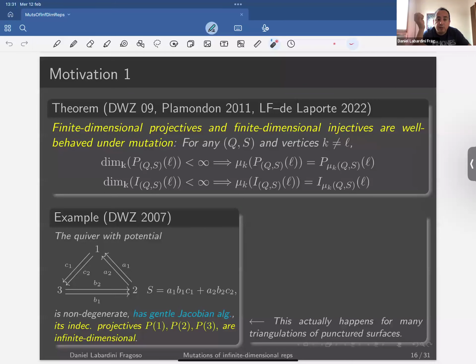I'm tempted to say, but I'm not sure. I don't really know, but I'm tempted to say that when you have a punctured surface with a non-empty boundary, and let's say at least 2 marked points on the boundary, I'm tempted to say that for those it is true, but don't quote me. Take it with a grain of salt.